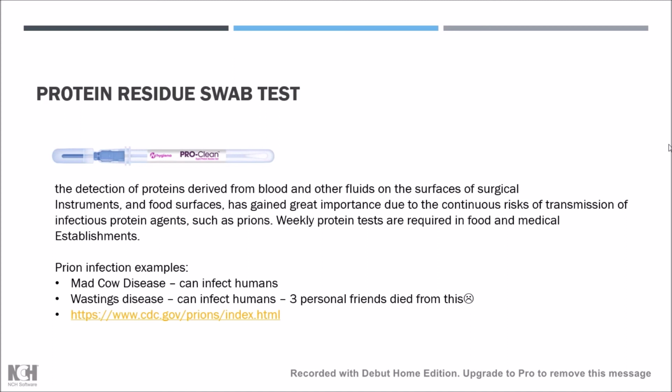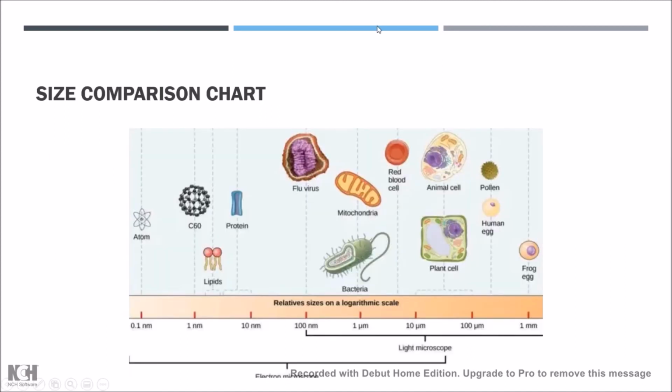So let's look at a little chart right here. If you look here, you'll see protein. It's a little bit smaller than 10 nanometers. Now, to give you some perspective, 10 nanometers is 0.01 microns. Very, very, very small. Flu virus and the average sized virus, including coronaviruses, are 100 nanometers, which is 0.1 microns.